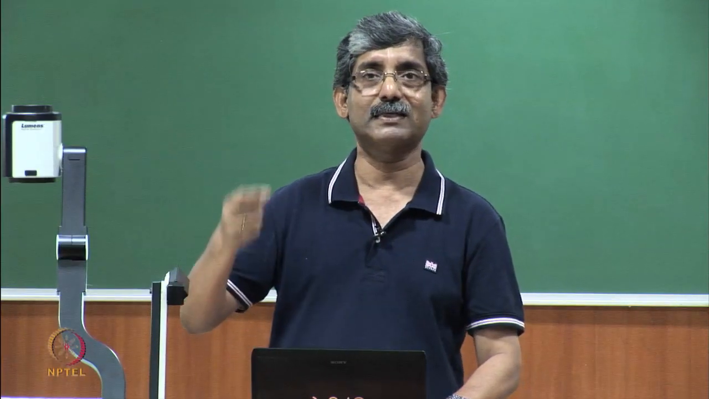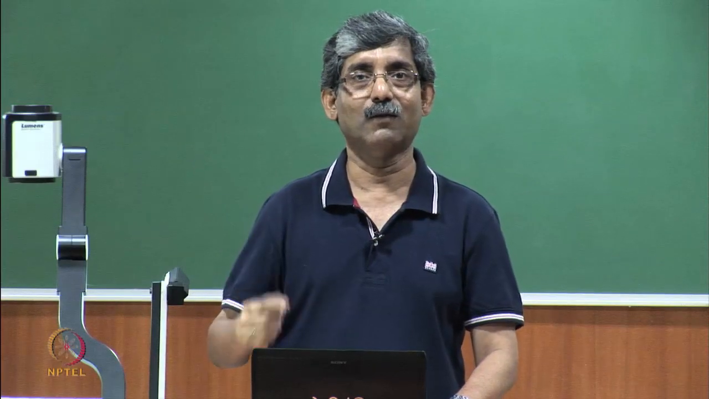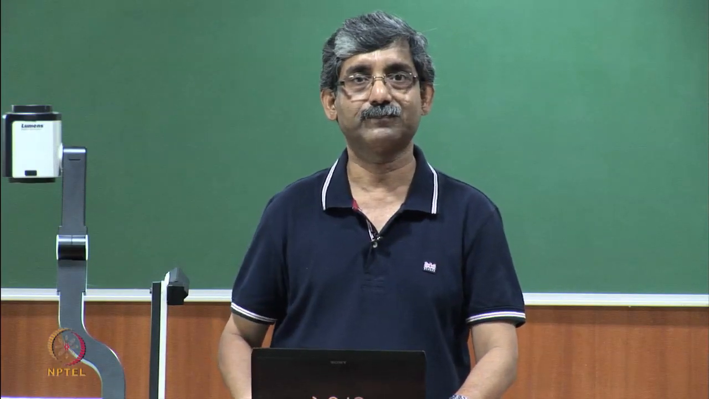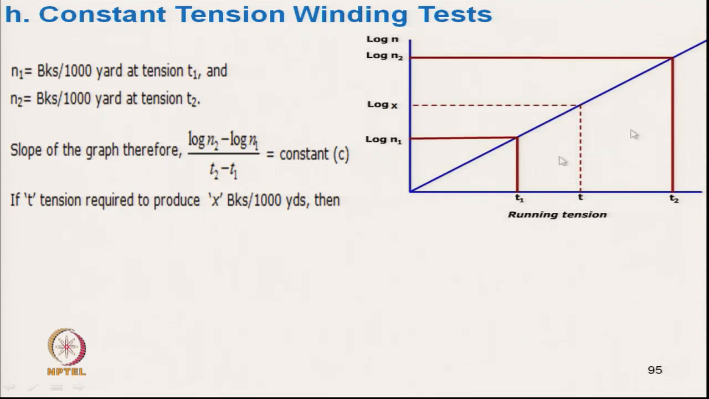This is the standard breakage rate T, and the slope of the curve is log N 2 minus log N 1, this height, divided by this distance, T 2 minus T 1, that is the slope tan theta. So, the slope of this curve we can get, which is constant.